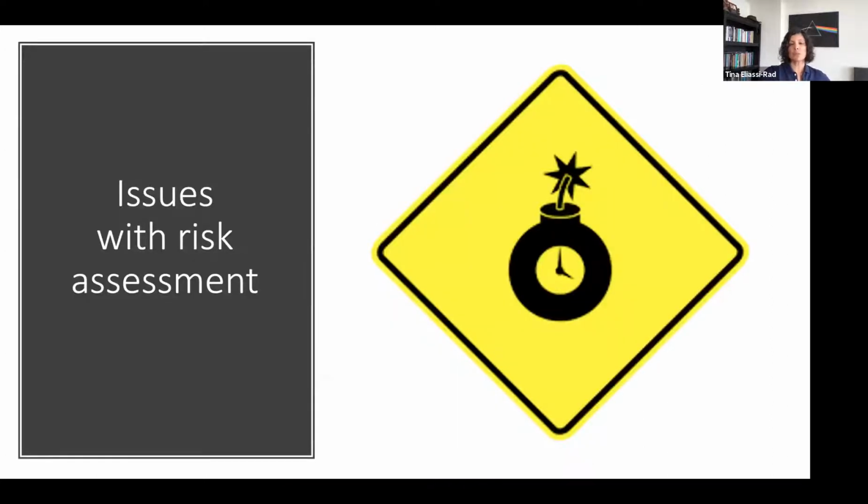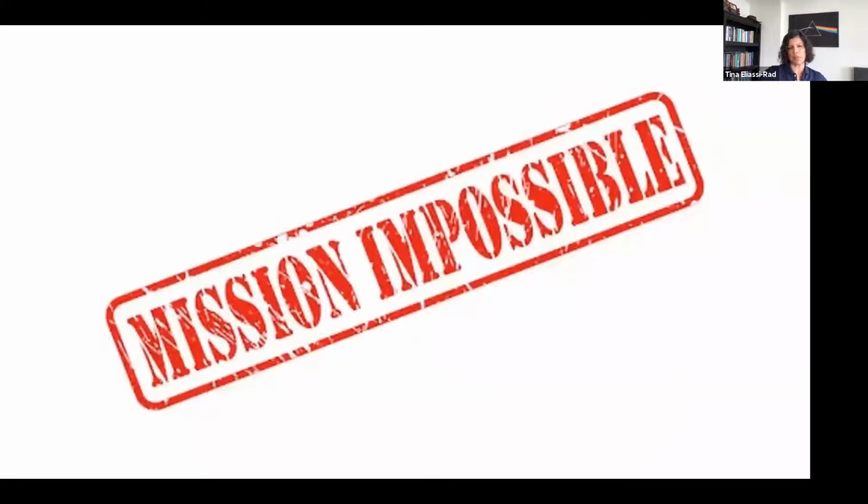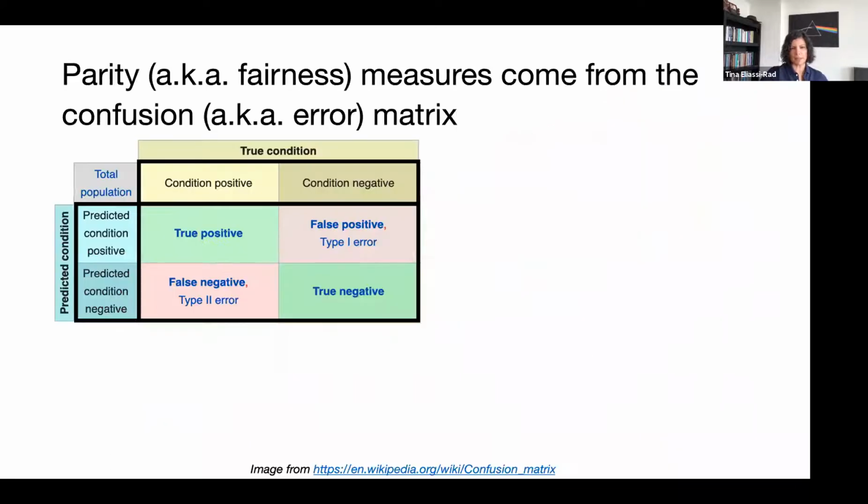So what are the issues with risk assessment? The problem with risk assessment is that it has an element of mission impossible, right? There are these impossibility theorems. So let's take it from the top.